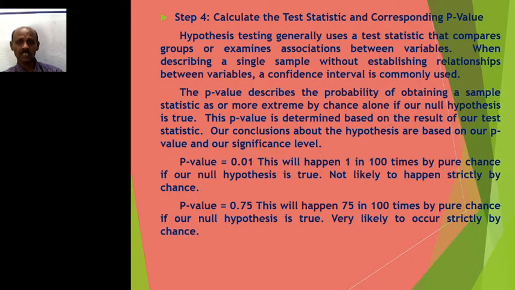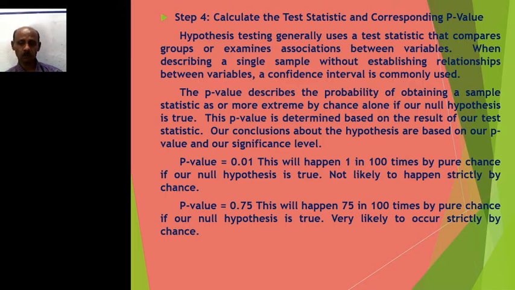Step 4. Calculation of the test statistic and corresponding p-value. Hypothesis testing generally uses a test statistic that compares groups or examines associations between variables. When describing a single sample without establishing relationships between variables, a confidence interval is commonly used. The p-value describes the probability of obtaining a sample statistic as or more extreme by chance alone if our null hypothesis is true. This p-value is determined based on the result of our test statistic. Our conclusions about the hypothesis are based on our p-value and our significance level.